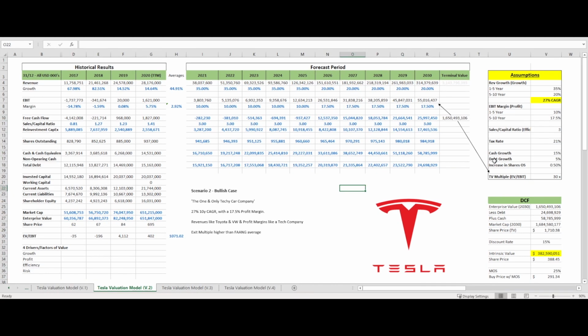Okay, so I've done a scenario 2 here, and the main changes I've highlighted are the compound annual growth rate. So the top line growth rate, we're saying they're going to grow at a higher compound annual growth rate. Also, we've changed the EBIT margin to say they're going to be slightly more profitable towards the end of the period. So this case is a bullish case, called really the one and only techie car company, meaning that they're not going to have much in the way of competition. So they're going to be able to achieve a lot of growth, and they're also going to have tech-like margin. So this is a 27% compound annual growth rate over 10 periods with a 17.5% profit margin.